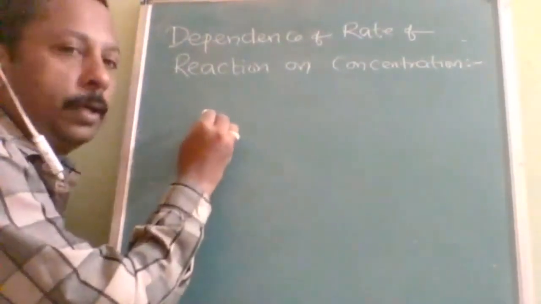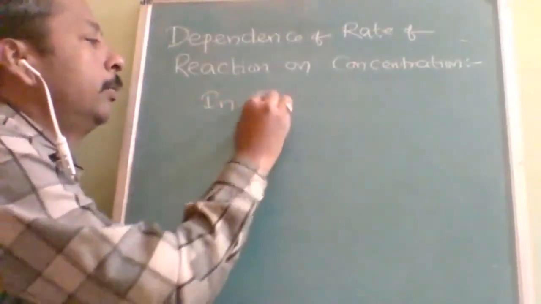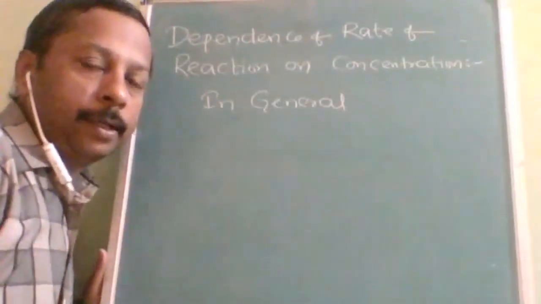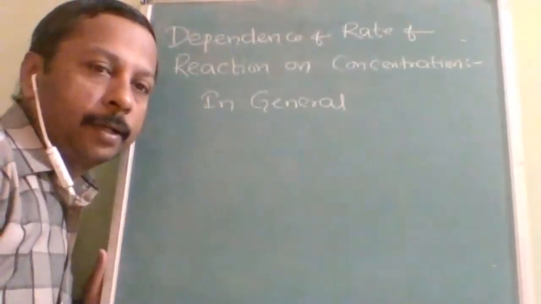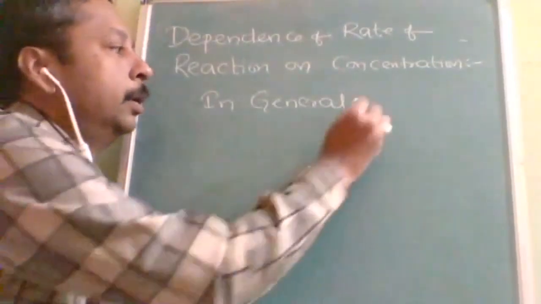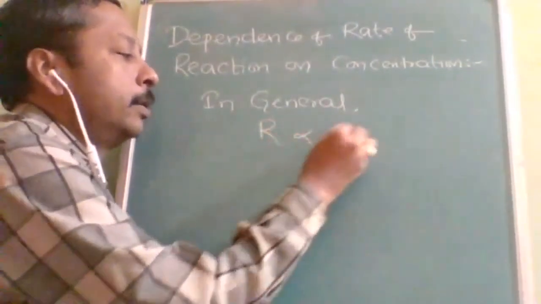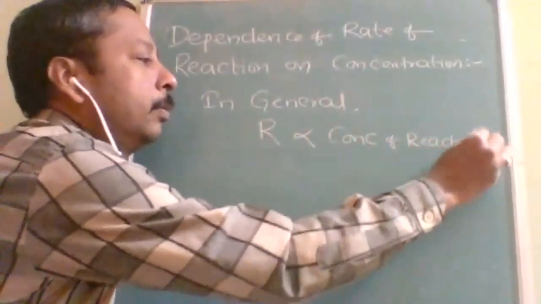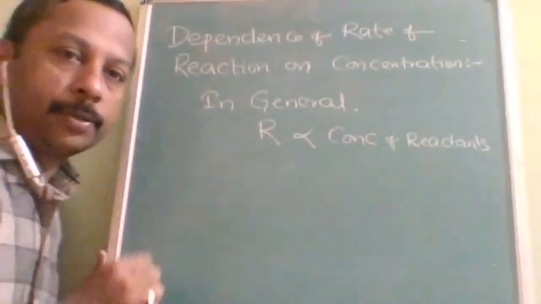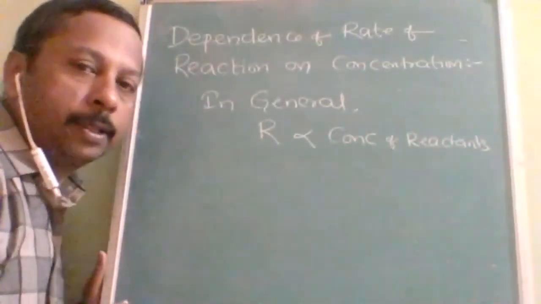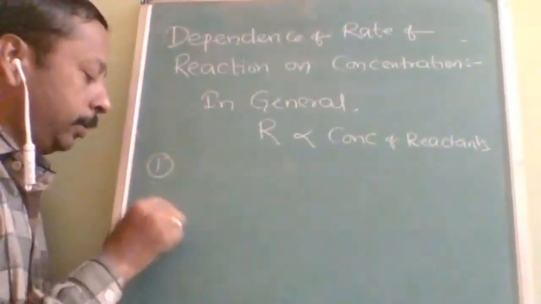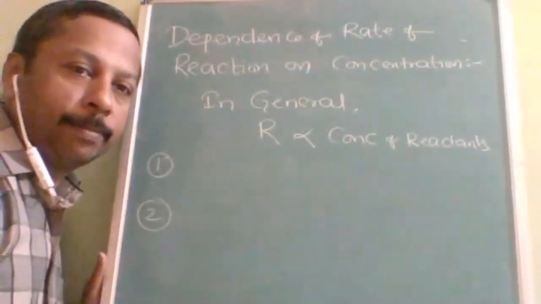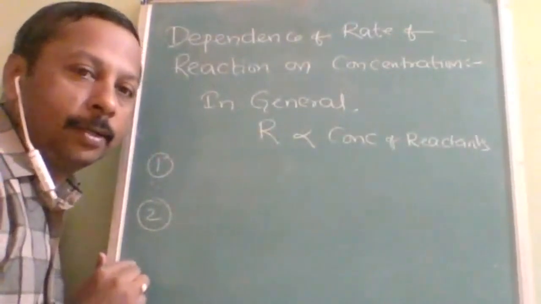Already in the previous lecture I just introduced the factors on which the rate of reaction depends. In general, rate of reaction is directly proportional to the concentration of reactants, but it is only in general. The actual quantitative relationship is given by two different theories.